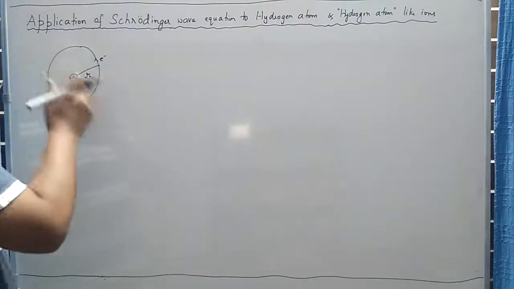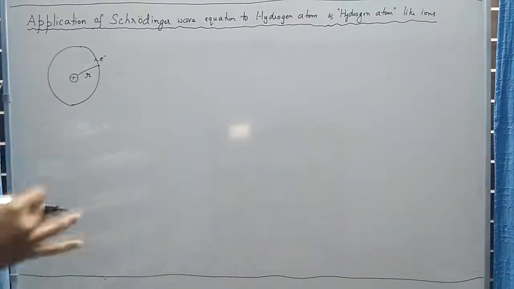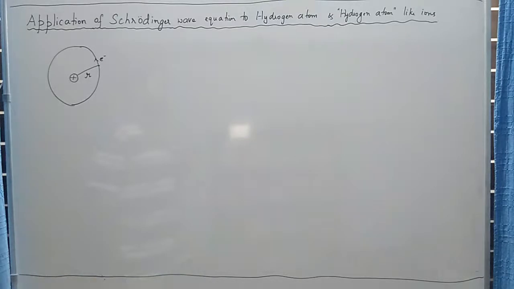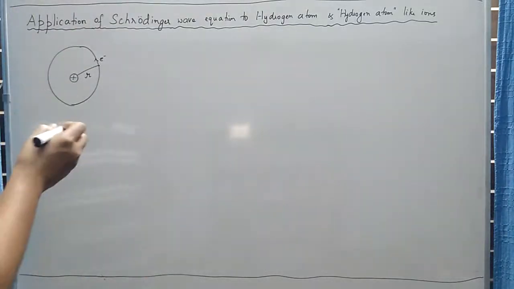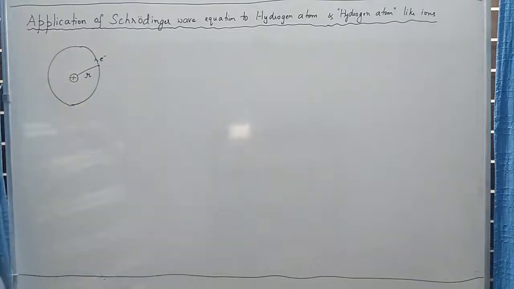R is a variable. The best we can do in quantum mechanics is to find the maximum probability of finding the electron. We cannot find the exact position of the electron, but we can find where the probability of finding it is maximum. So this is the simple picture of the hydrogen atom or hydrogen-like ions, as proposed by Bohr as well as the quantum mechanical model.